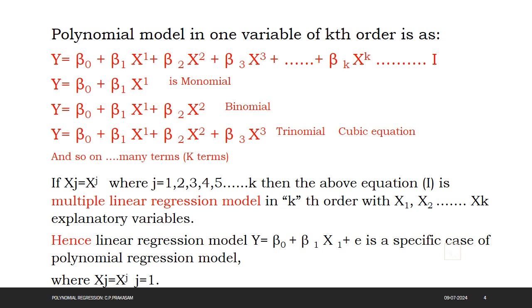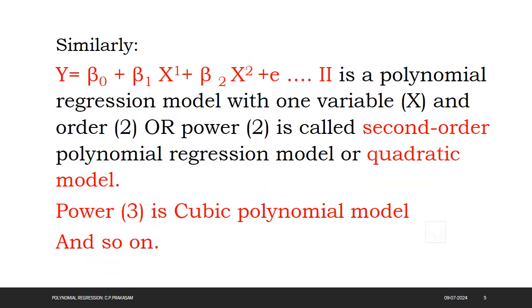Therefore, there is a regression using the least square method as well as the polynomial regression. Therefore, the polynomial model can be estimated by using the least square method. Hence, the linear regression model y equals b0 plus b1 x1 plus error term is a specific case of the polynomial regression model where xj equals x to the power of j, where j equals 1.